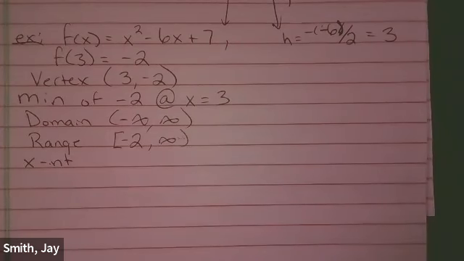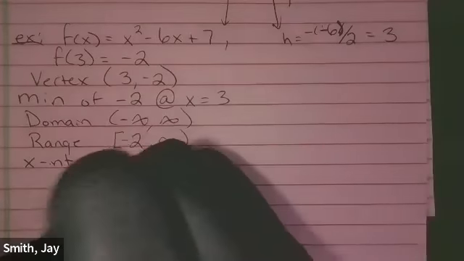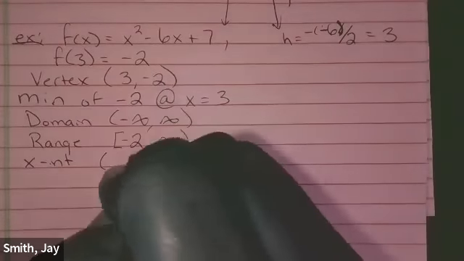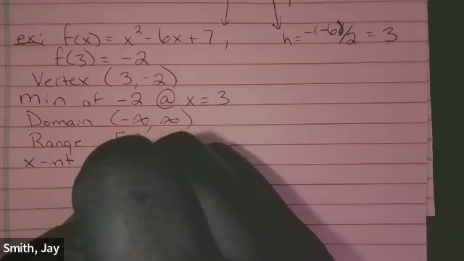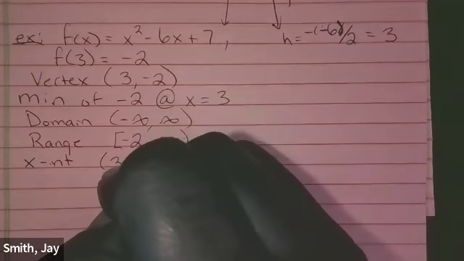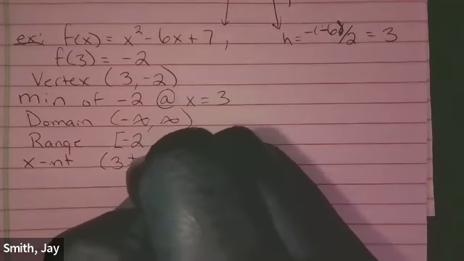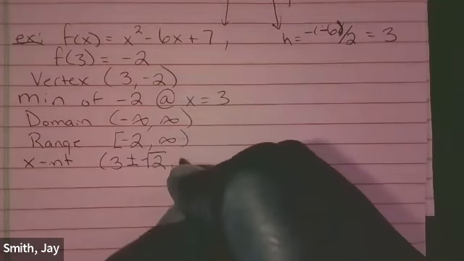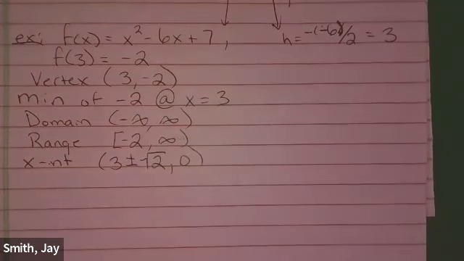All right, our x-intercepts, and we can use the quadratic formula. So here, our x-intercepts, we're going to have 2 of them: 3 plus and minus square root of 2, comma 0. Here we use the quadratic formula, and we've seen that we've done this a couple times. And keep in mind too, you can also use the calculator. For the sake of time, I'm just going to go ahead and give you what the x-intercepts are.